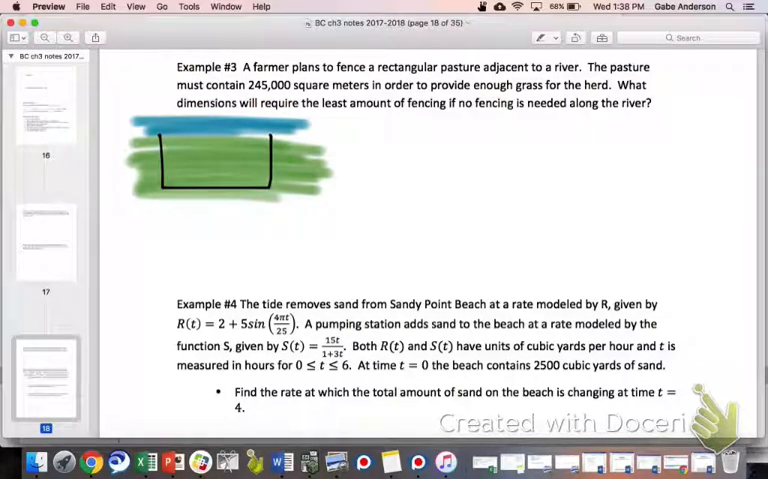So there's the rectangular pasture. You can see the river over there. We don't need a fence along that river. Yeah. So drawing a picture, getting a sense of what this is asking is a good first step.